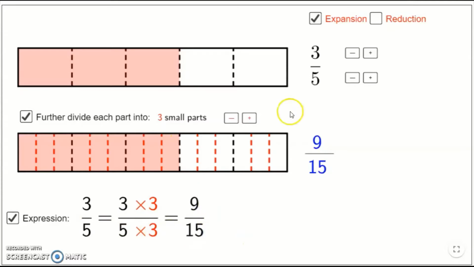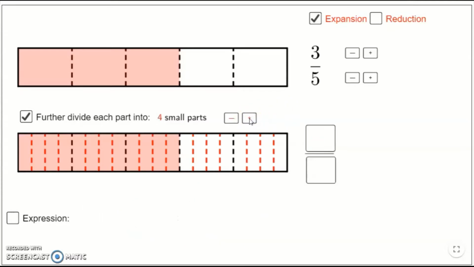9 15ths. I can rewrite it as, now I have 4 5s are 20 on the bottom, and 4 3s are 12 on the top, and again the same idea applies. And we can write fractions in as many different ways as we wish.